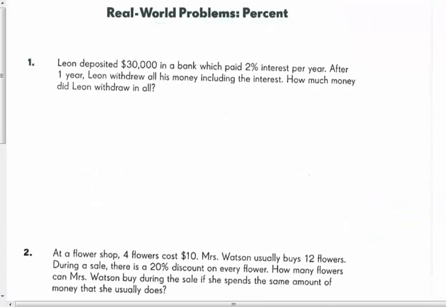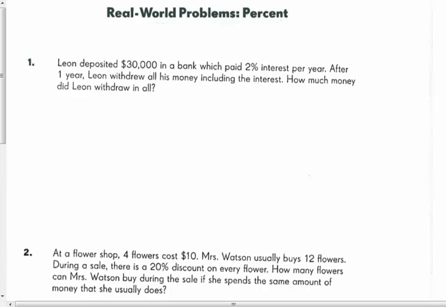Apply some of this. Some real world percent problems. Leon deposited $30,000 in a bank which paid 2% interest per year. Yes, banks aren't going to give you a lot of interest. Maybe on $30,000 you could get a little higher interest rate, but probably not much better than that. After 1 year, Leon withdrew all his money, including the interest that he had received. How much money did Leon withdraw in all?